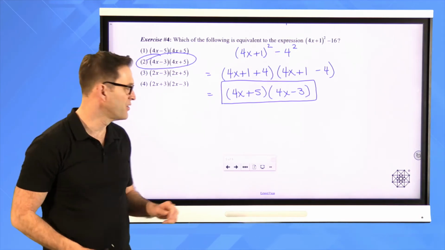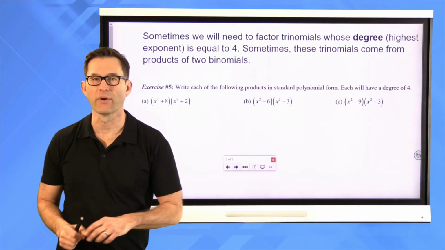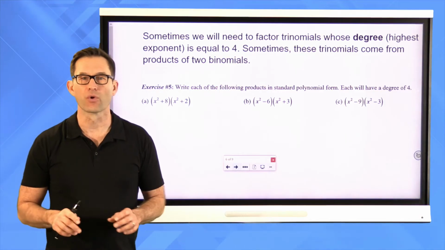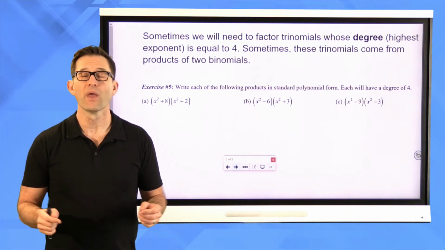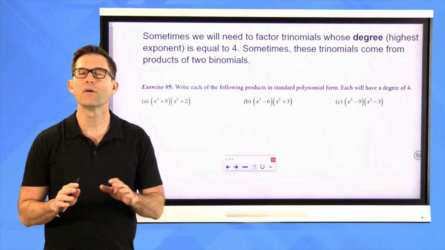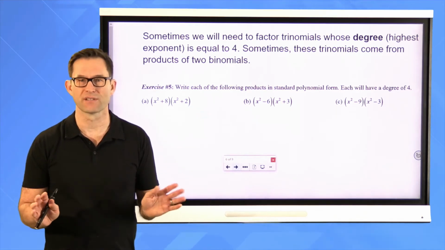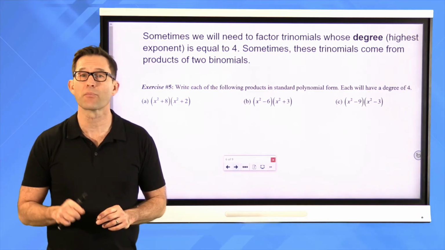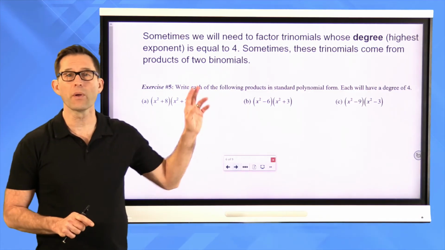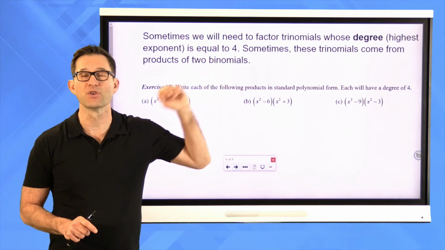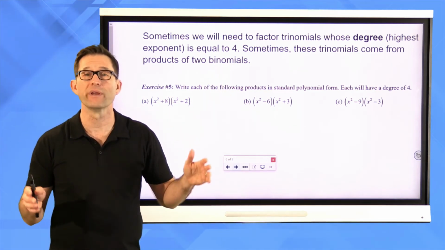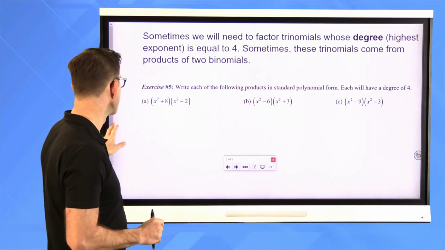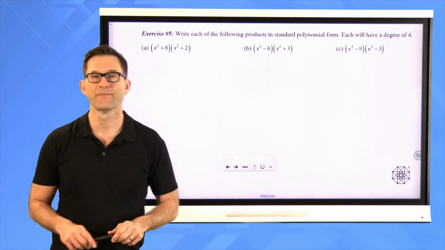All right, let's move on and do some more structural factoring. Now, sometimes we will need to factor trinomials whose degree, that's the highest exponent, remember, is equal to 4. The state exams love these kind. Now sometimes, not always, but sometimes these trinomials come from the product of two binomials. So before we work on factoring trinomials whose highest power or whose degree is 4, let's first take a look at how they might arise in exercise number 5. Exercise number 5.